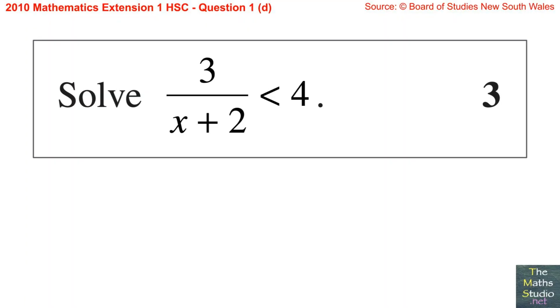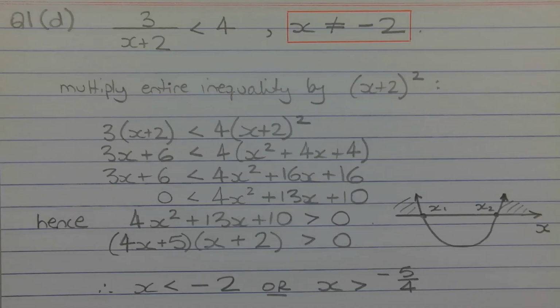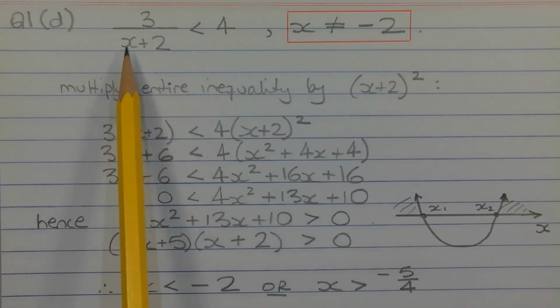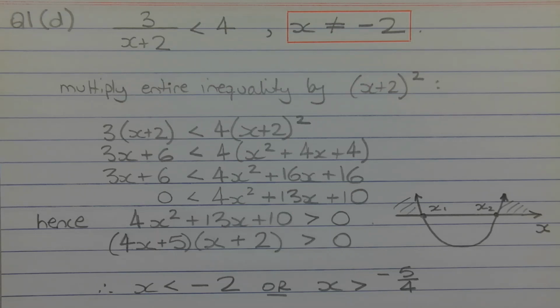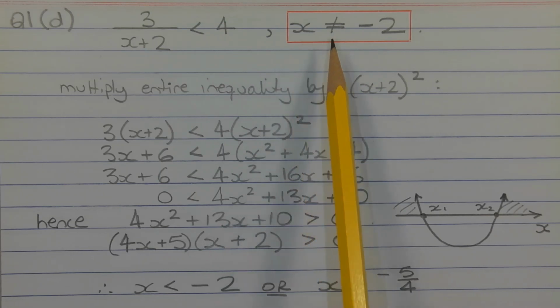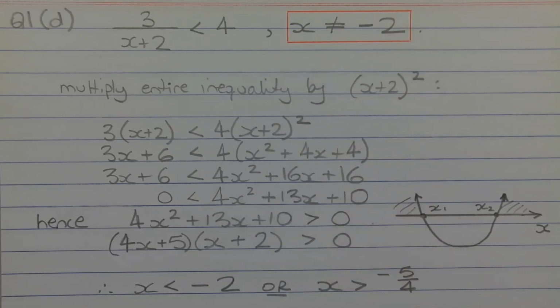Question 1, Part D. Solve 3 over x plus 2 less than 4. By inspection, the denominator on the left-hand side cannot equal 0 since division by 0 is undefined. Hence, x cannot equal negative 2.